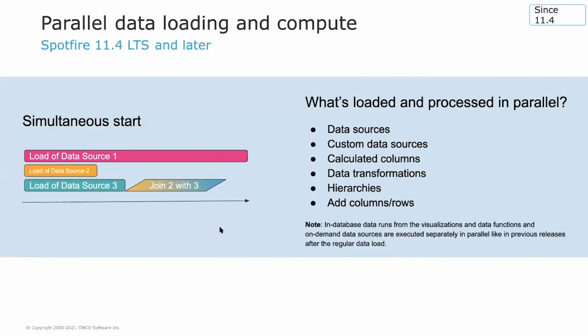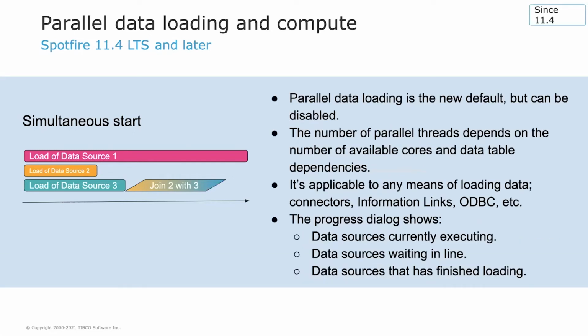So instead, our data management team did an awesome job reviewing the whole data loading framework and looked at how we could start as many tasks as possible simultaneously, start loading data from as many sources simultaneously, and do calculated columns, data transformations, create hierarchies, add columns, add rows in parallel. So with 11.4, this is actually the default way of loading data. We load data in parallel, we execute all operations in parallel. It's dependent on the number of threads you have access to.